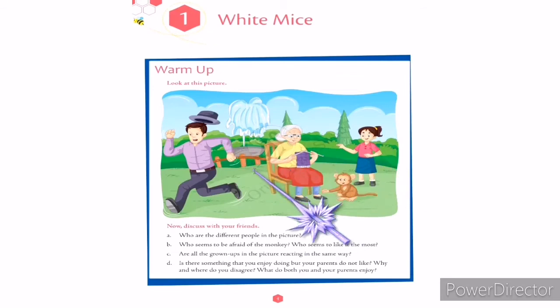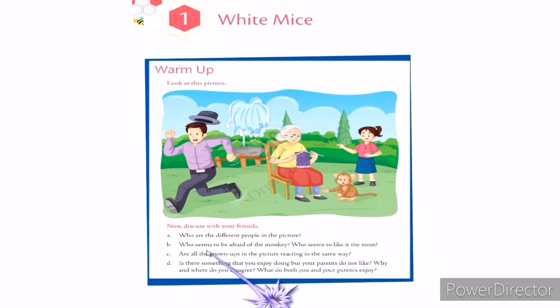There are 4 different characters. And here some questions are given, so we will discuss them. Now, discuss with your friends. Who are the different people in the picture? Yes, you can see a man running, a grandmother sitting and weaving, and here a little girl. And yes, one small monkey is also there.